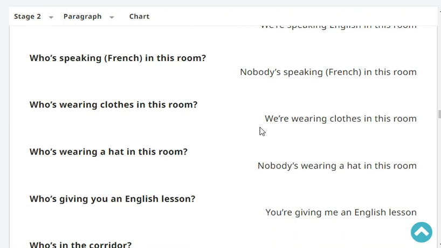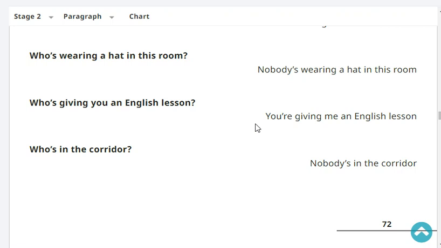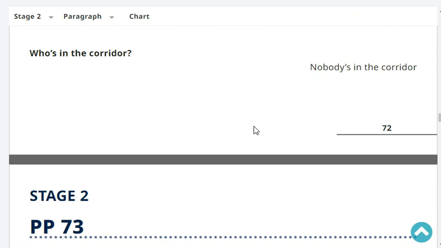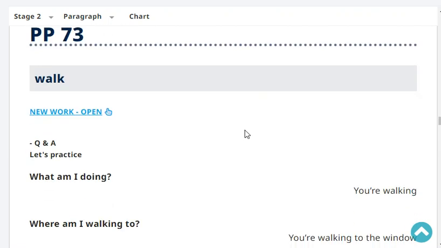Who's wearing clothes in this room? We're wearing clothes in this room. Who's wearing a hat in this room? Nobody's wearing a hat in this room. Very good. Who's giving you an English lesson? You're giving me an English lesson. Who's in the corridor? Nobody's in the corridor. Very good.